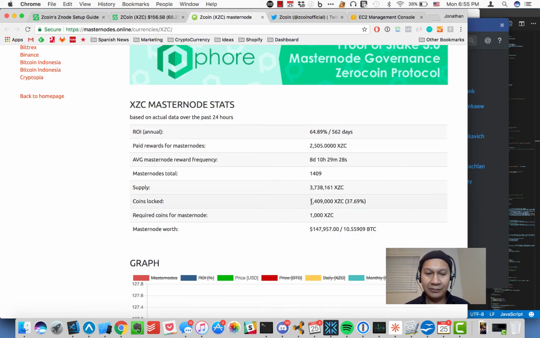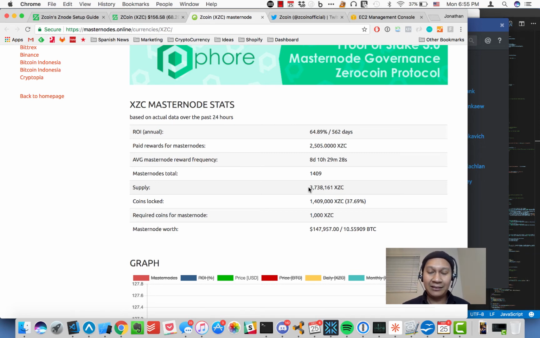Interesting thing is that having these secure nodes, and currently there's about 1,400 master nodes online, that's locking up about 1.4 million, or 37%, of the current supply of ZCoins. So we expect maybe 40% to 60% is going to be locked up, but in the first couple of months, I suspect probably about 40% of the coin is going to be locked up.